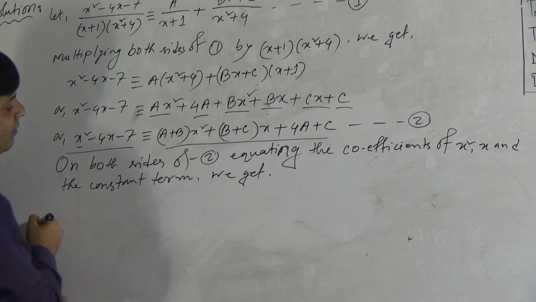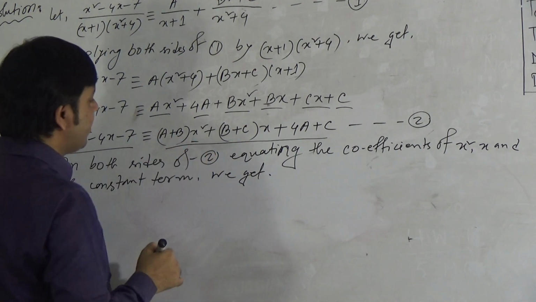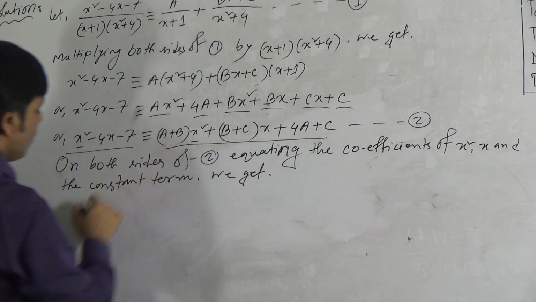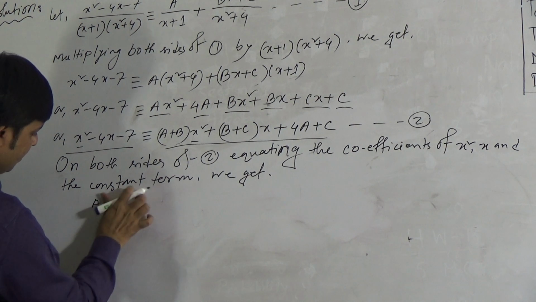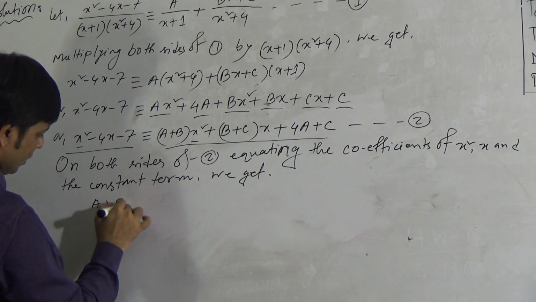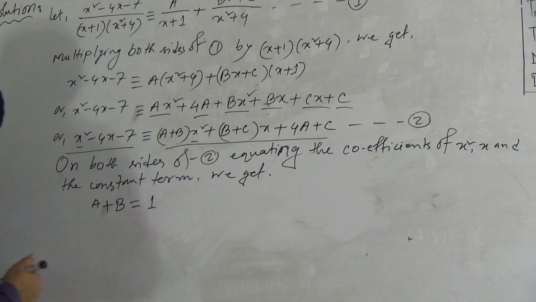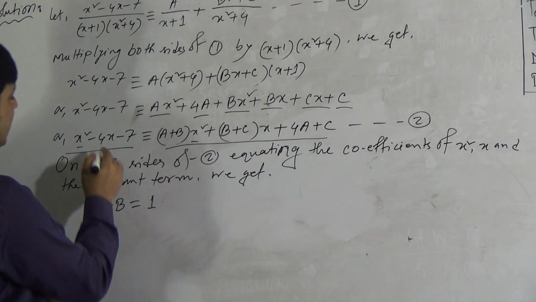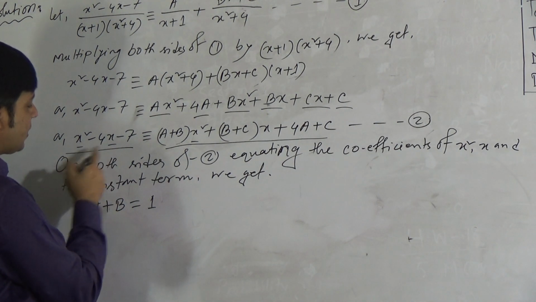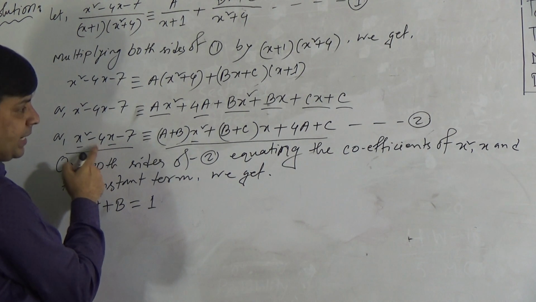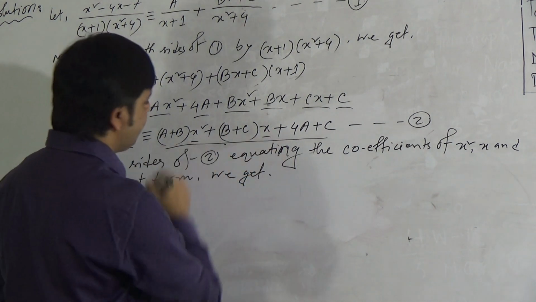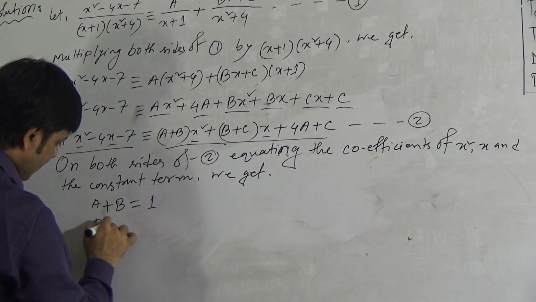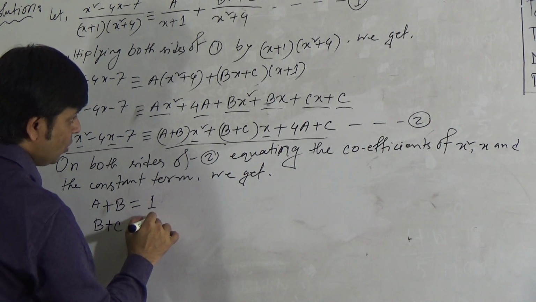The coefficient of x square here is 1, and here the coefficient of x square is a plus b. So we can write a plus b equal to 1. Now see the next term, x. The coefficient of x is minus 4, and here the coefficient of x is b plus c. So we can write b plus c is equal to minus 4.